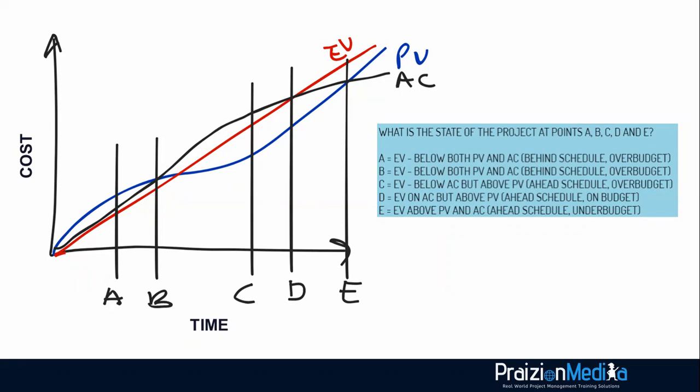Point D, EV is on AC, but above PV. You're ahead of schedule and on budget. And the last one, point E, EV is above PV and AC. You're ahead of schedule and under budget.